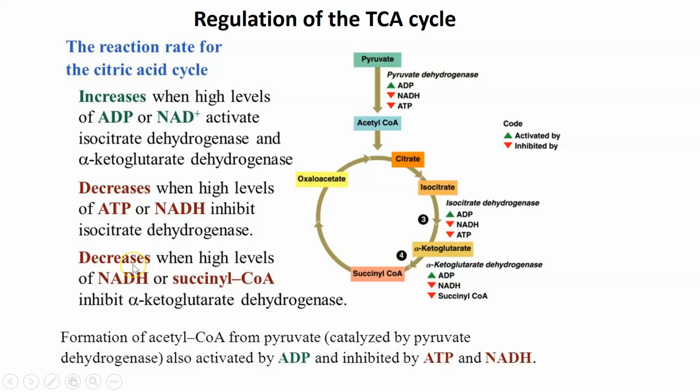It also decreases when there are high levels of NADH, as we know from here, or succinyl CoA, which is one of the products. NADH not only inhibits isocitrate dehydrogenase, but it also inhibits alpha ketoglutarate dehydrogenase, as does succinyl CoA. So when you have lots of succinyl CoA floating around, that means the pathway is running quite quick, which means lots of ATP is being generated. When you start to get a build up of succinyl CoA and lots of NADH, that means there's just too much energy in the system, so it needs to slow down. Hence the reason why these are targets for inhibition.